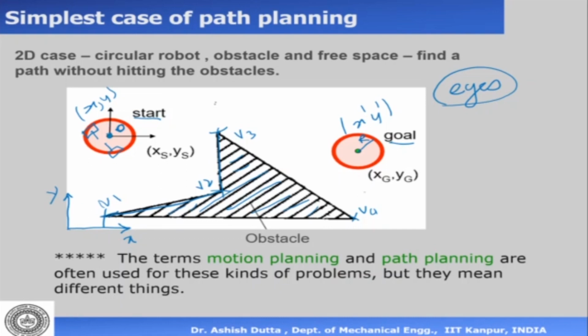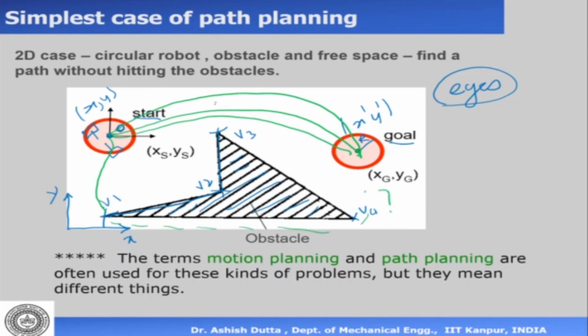As I was saying, we have eyes, so for us it's very easy. Just look and you know where the free space is; you can simply take a path in the free space and go from the start to the goal. Now, there are some interesting questions here. If you look at this, how many paths are there? You can go like this, you can go like this, you can go like this. Can you go like this? Can you go from that side?